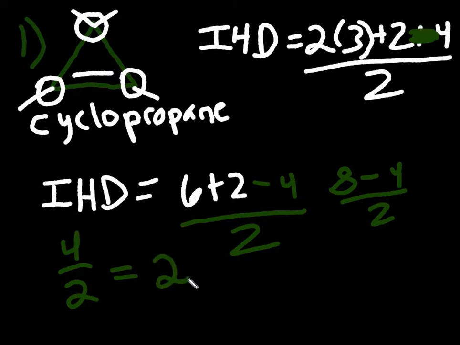So the hydrogen deficiency is 2 for cyclopropane. And this is what I was talking about. Alkenes and alkynes are very unsaturated. So the amount of hydrogens that they can bear is less than the amount that they actually hold. Okay?